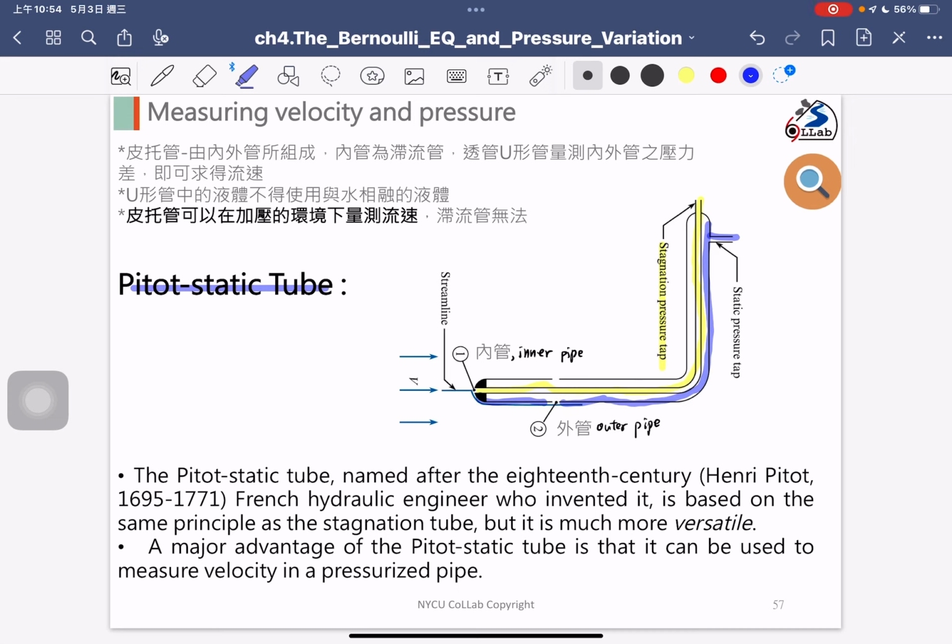As for the advantage, as I wrote here, the major advantage of the pitot tube is that it can be operated under compressible conditions. That is, we want to measure the velocity under some compressible conditions, and if we use the pitot tube, that can work, but the other tube cannot work under compressible conditions. So how can we use the pitot tube to compute how large the velocity in the flow is?